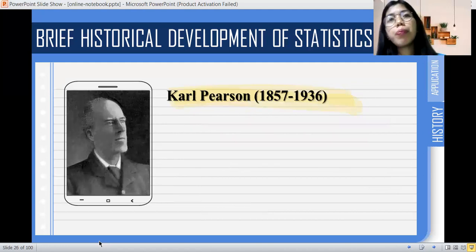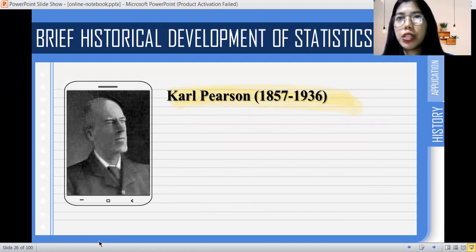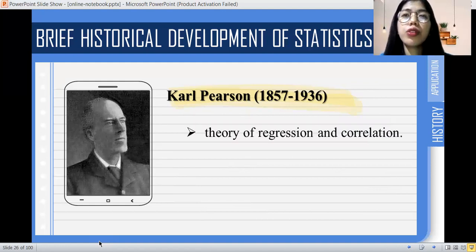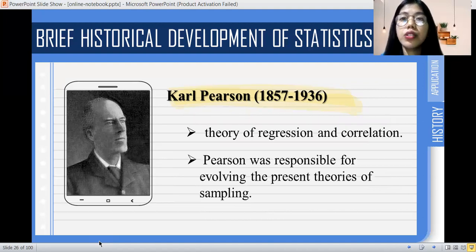And another important person, we have Carl Pearson, who lived between 1857 to 1936. Ang contribution naman ni Carl Pearson sa statistics is the theory of regression and correlation. So Pearson was responsible for evolving the present theories of sampling. So yung study po ni Carl Pearson, yung theory po niya, more on mga relationship.